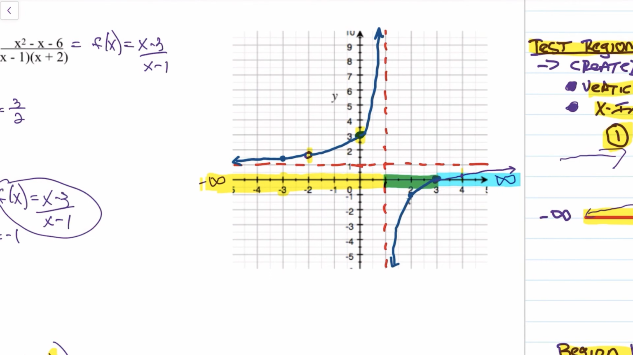And what we're going to do in the very last part of this video is I'm just going to show you a more algebraic approach of determining whether a graph will go through a horizontal asymptote. All right, so we'll see you in the next section.